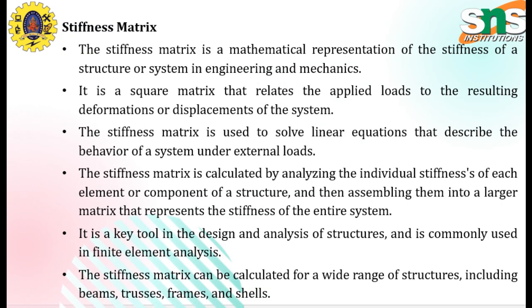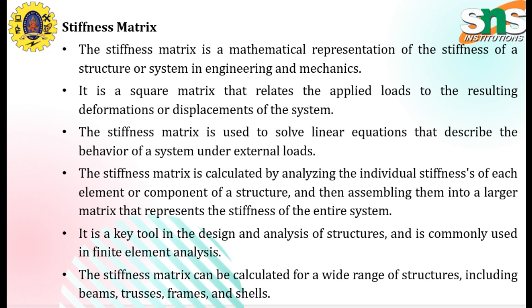In engineering and mechanics, the stiffness matrix is a mathematical representation of the stiffness of a structure or a system. It is a square matrix that relates the applied load to the resulting deformation or displacement of the system. The stiffness matrix is used to solve linear equations that describe the behavior of the system under external loads.